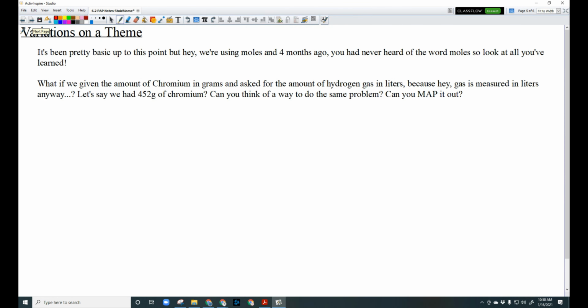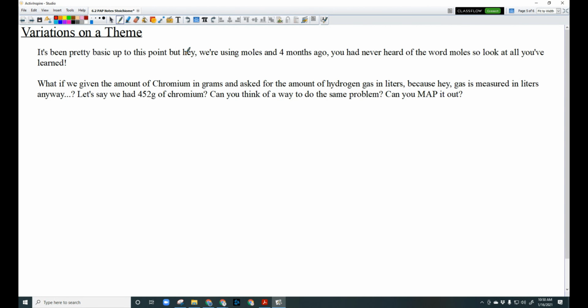All right, so variations on a theme. What does that mean? Well, it's been pretty basic up to this point, but hey, we're using moles, right? 4 months ago, you'd never heard of the word moles. And now look at all you've learned.